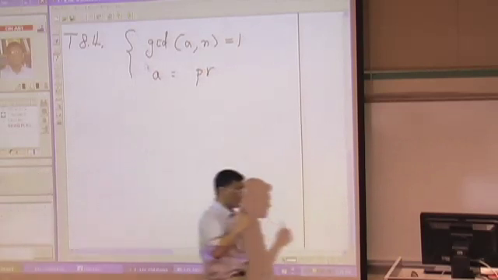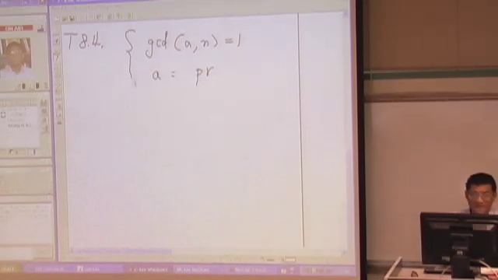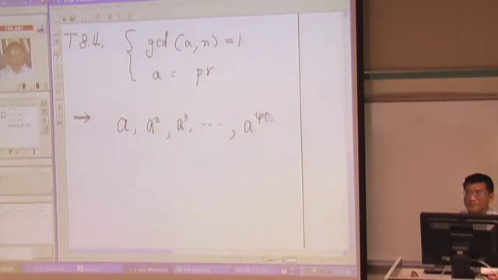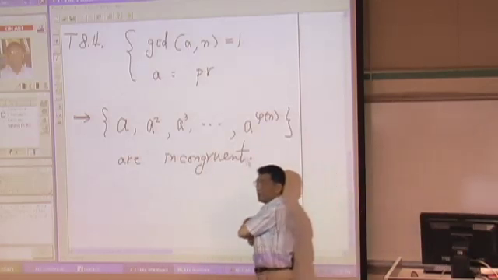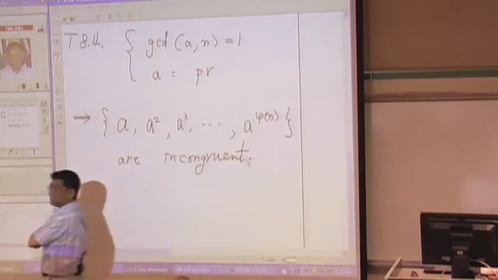Then A to the power of 1, A to the power of 2, A to the power of 3, up to A to the power of phi of n are incongruent. It is very similar to the previous case that we proved, right? We said that these are incongruent, right?